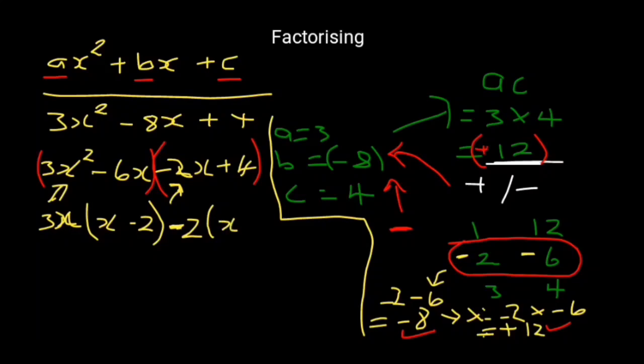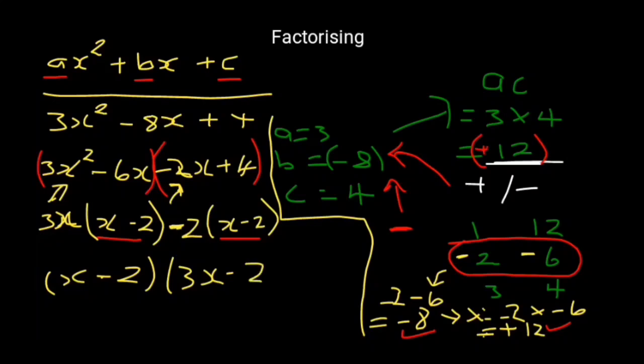So we have negative 2 into 2x would give us a x value. And then negative 2 into 4 would give us negative 2. As you can see, our 2 brackets are the same, hence we are correct. So we're going to write our 2 brackets as 1, so x minus 2, and then our second bracket would be the number outside, which is 3x minus 2, and that is how you solve your question.